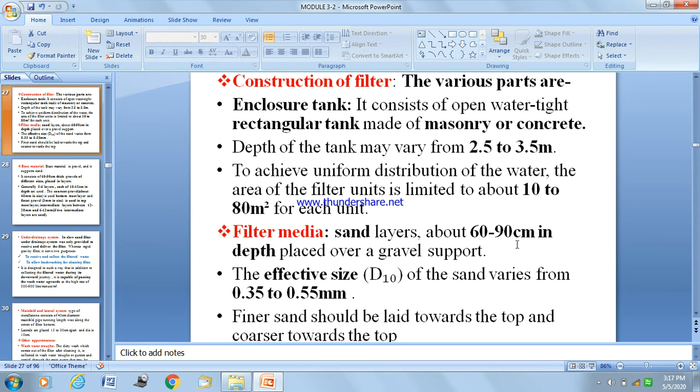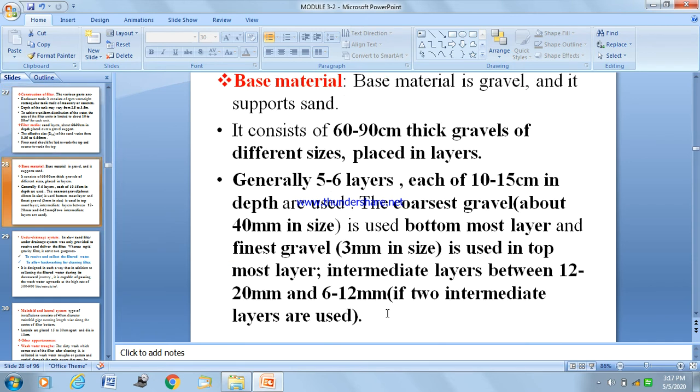The sand layer is about 60 to 90 centimeters in depth, and the effective size of the sand is 0.35 to 0.5 mm. There is a variation between the slow and rapid sand filters. Finer sand is kept at the topmost, and coarser sand is kept at the base. The base material provided is gravel. It is placed in different layers, 5 to 6 layers in the rapid sand filtration, and the thickness will be 60 to 90 centimeters.